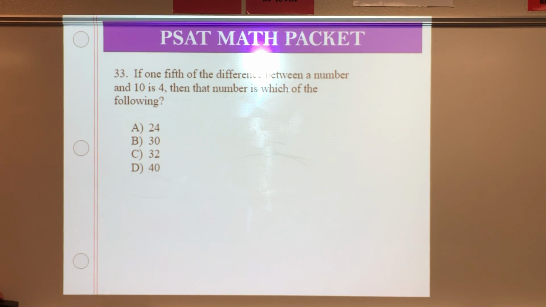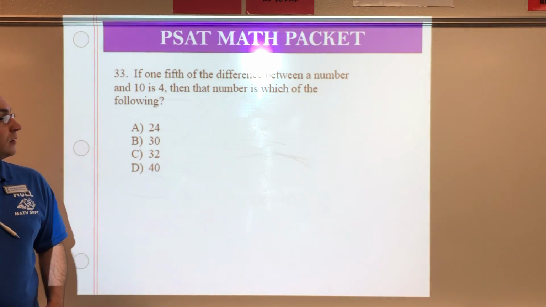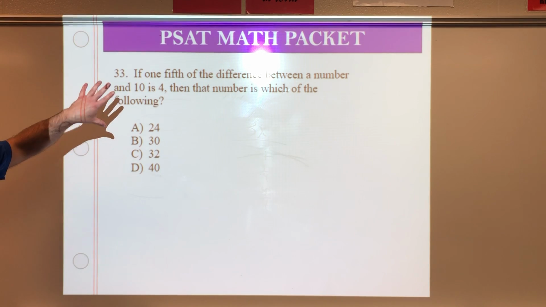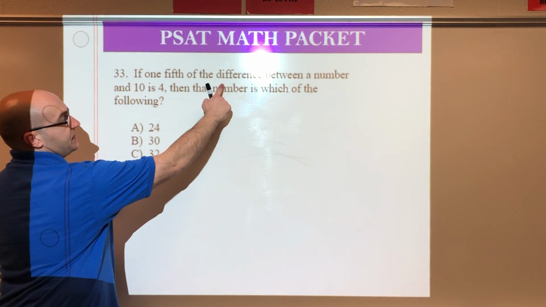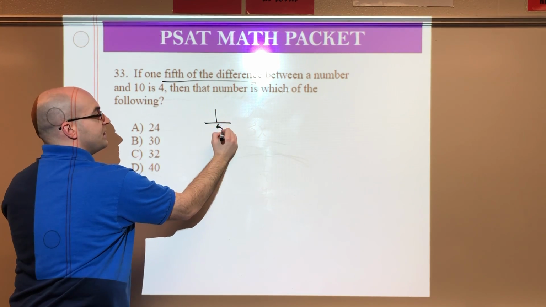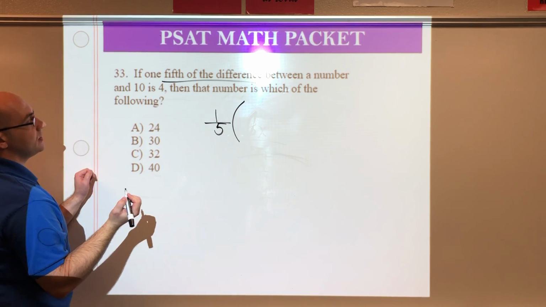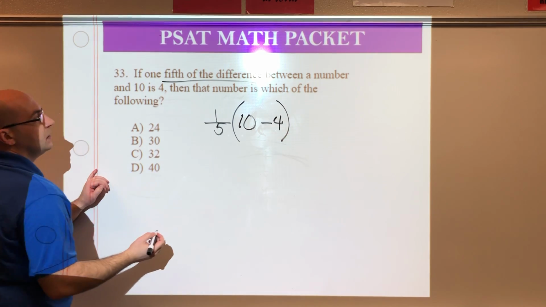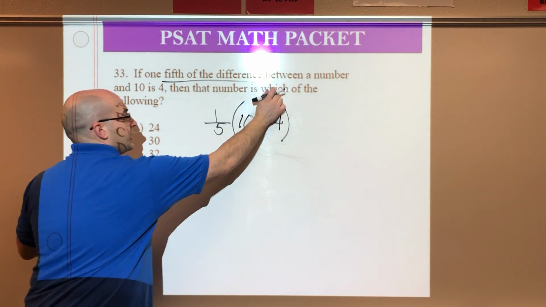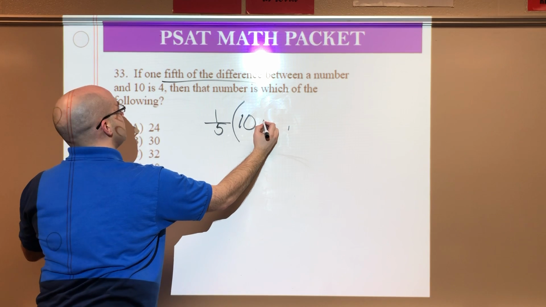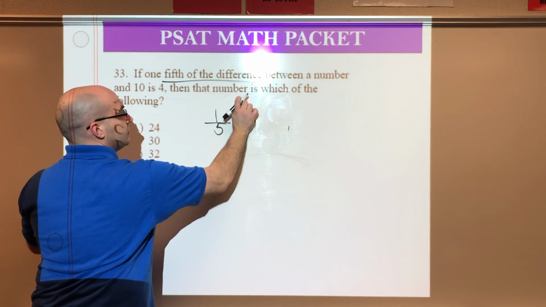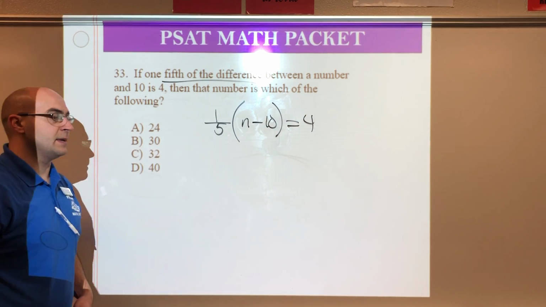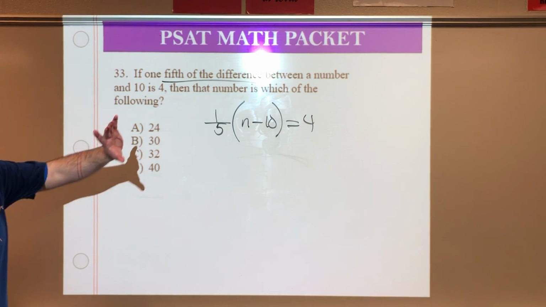33. If 1/5 of the difference between a number and 10 is 4, then that number is which of the following? So I'm going to set up an equation here. 1/5 of the difference. So 1/5, difference is in parentheses, 10 and 4. Oh, sorry, messed it up. Difference between a number and 10. A number and 10 is 4. Sorry about that. All right, so now we're going to find out what n represents.